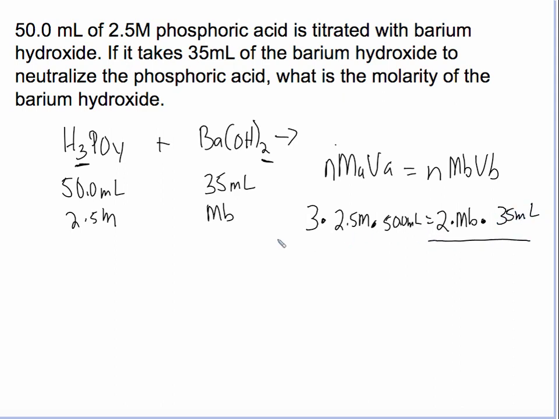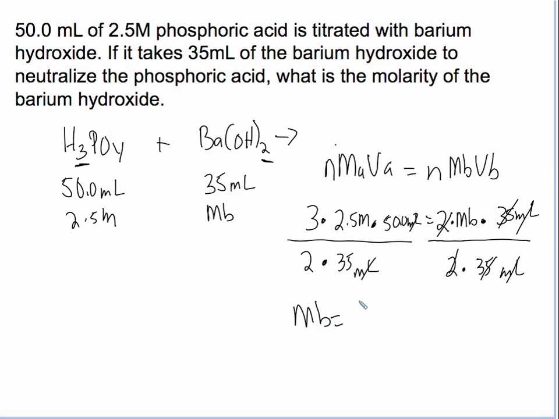So what we're going to do is divide both sides to get M_B by itself. We're going to divide this side by 2 times 35 and divide the other side by 2 times 35, because we want the 2 and the 35, and there would be a milliliter there, to go away. Milliliters cancel here. If you do that, you would get that the molarity of the base equals 5.4 molar.